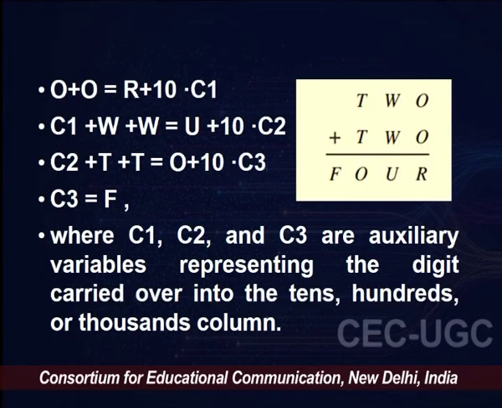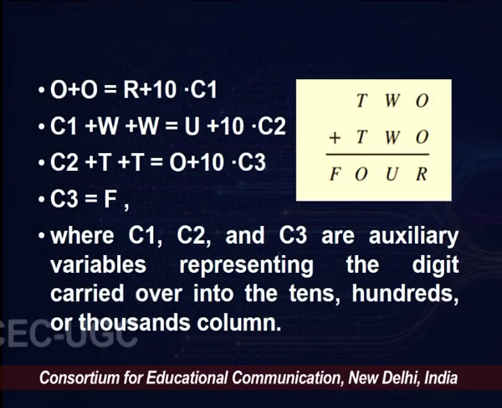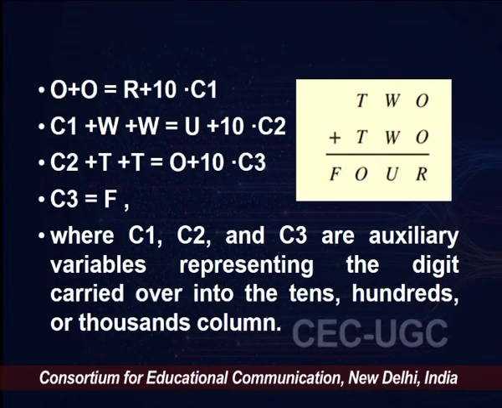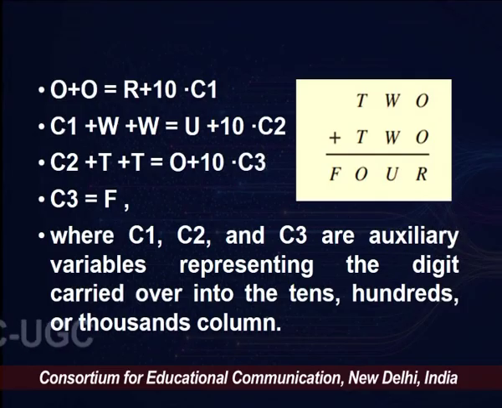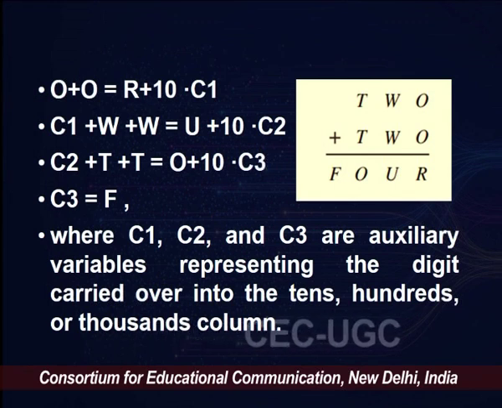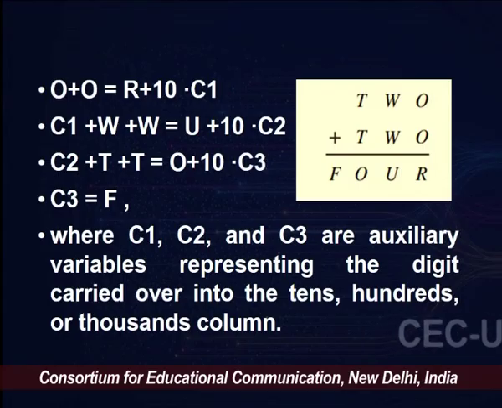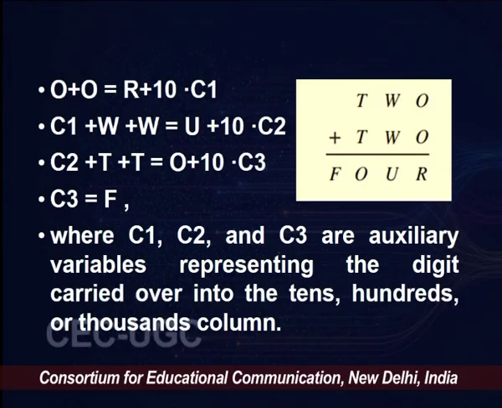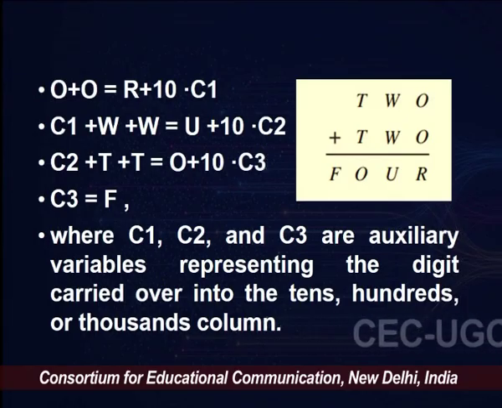If there is no carry, then obviously the carry C1, which is the carry from column O to column W, is going to be 0. Then we can simply say O plus O equals R. So, to accommodate that carry, whether it is 0 or 1, we write O plus O equals R plus 10 dot C1. Also remember that leading zeros are not allowed. Each and every letter can be represented only using a single digit.